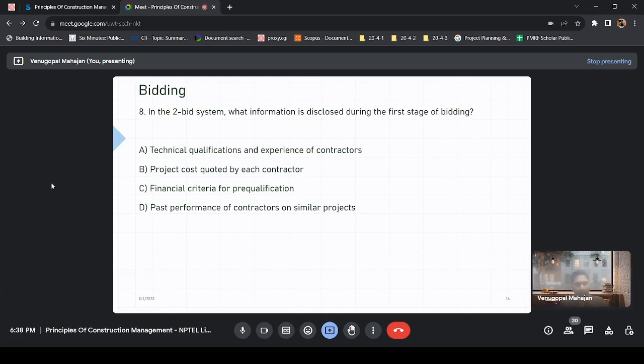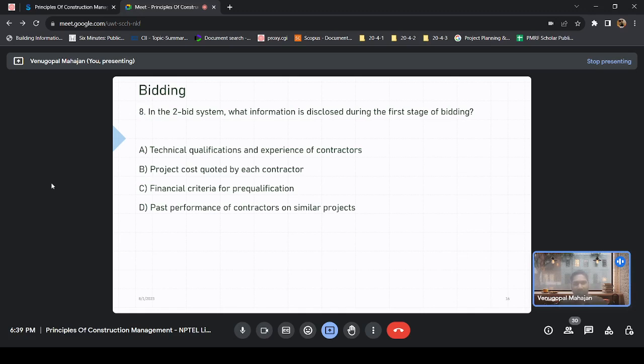I think A is the answer. Technical qualification. Okay, D. So you can see that the D part, past performance of contractor, is kind of covered in A, experience of contractors, right? Yes. Okay. So what exactly is a two bid system?